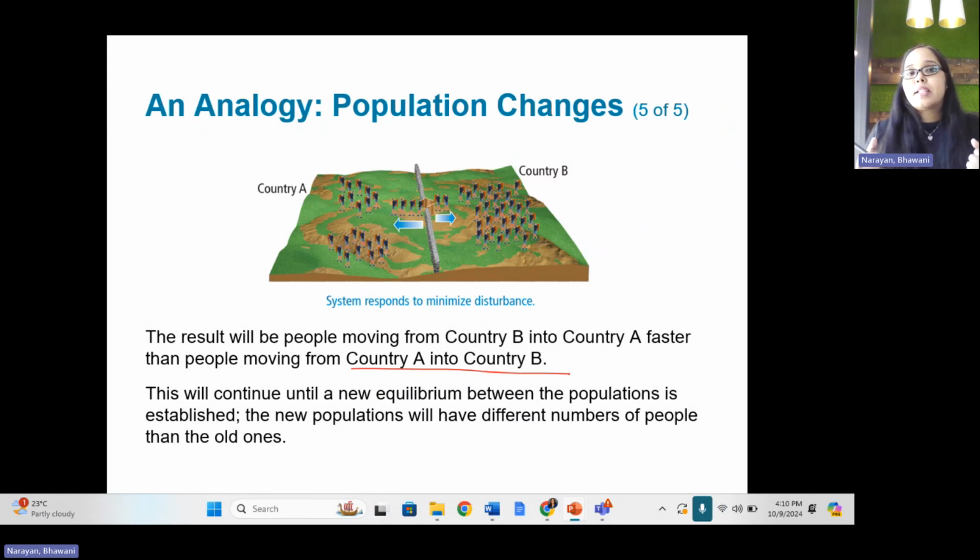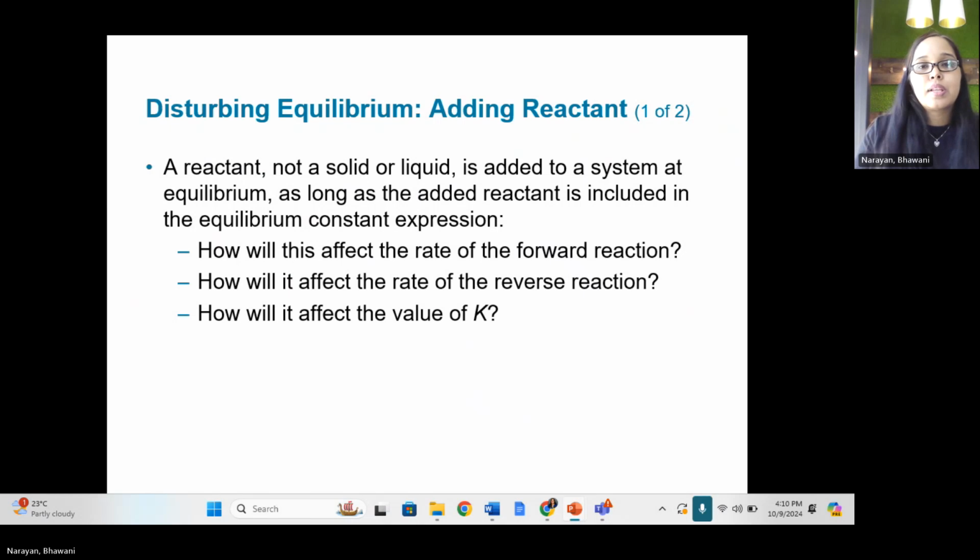You understand that the new equilibrium is going to have populations that are different from the previous numbers, right? And so the numbers are going to change, but still there would be an equal distribution that they are going to maintain. It is similar to adding reactant to an equilibrium: we are disturbing it by increasing the reactant and seeing what happens. How does the reaction balance it?